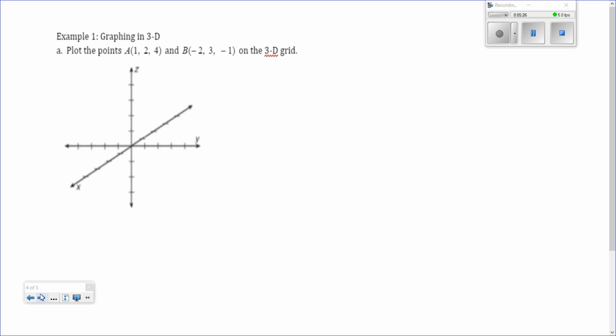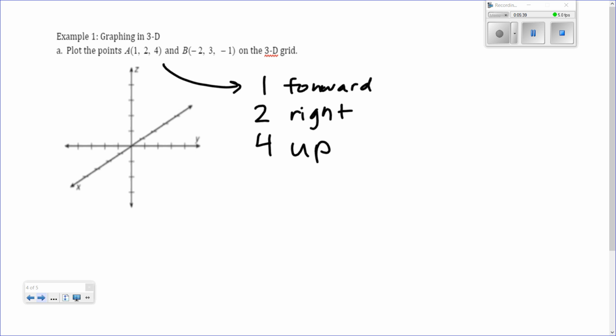So if we want to plot these points, I've got A, (1, 2, 4). So this one here, I'm going 1 forward, 2 to the right, and then 4 up. So my x-axis is here. I go 1 forward, I go 2 to the right, 1, 2, and then I'm going 4 up, 1, 2, 3, 4. Okay, this is that first point A. Okay, this is all in space here. It's kind of coming off of your page.